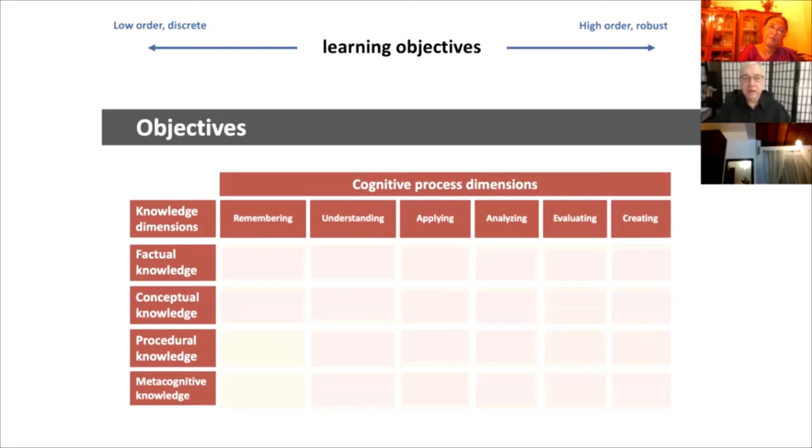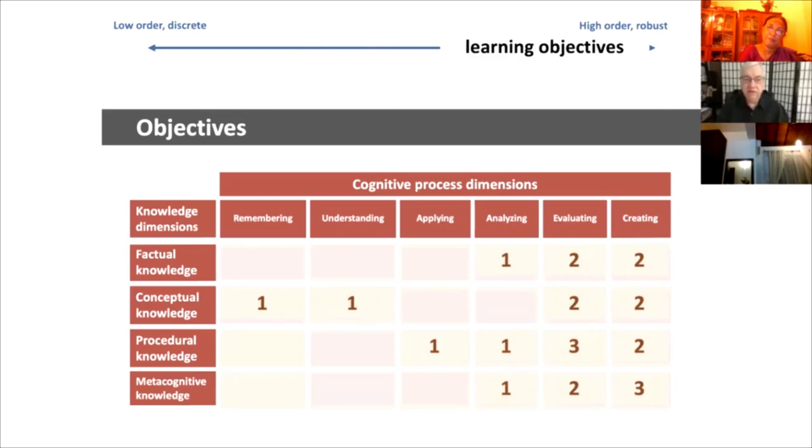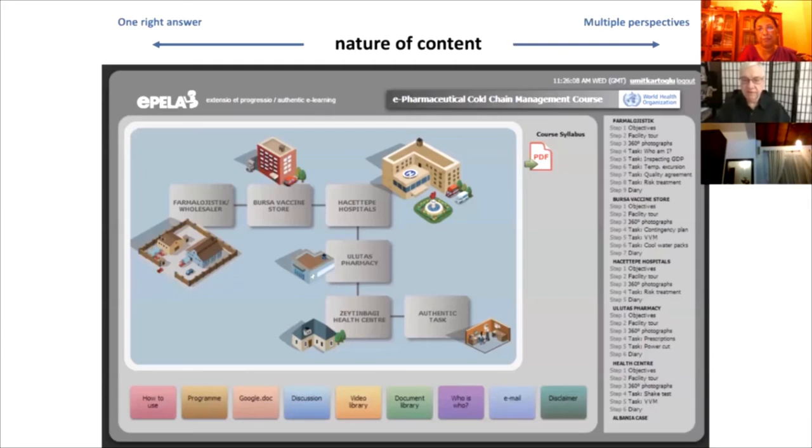So to give you another view on the objectives, most of the objectives were at the higher end of the objectives hierarchy. We know that a lot of learning is at remembering, understanding, and applying, but what's really important is analyzing, evaluating, and creating. And that's where we were. We had higher order, robust objectives. The nature of the content was multiple perspectives.